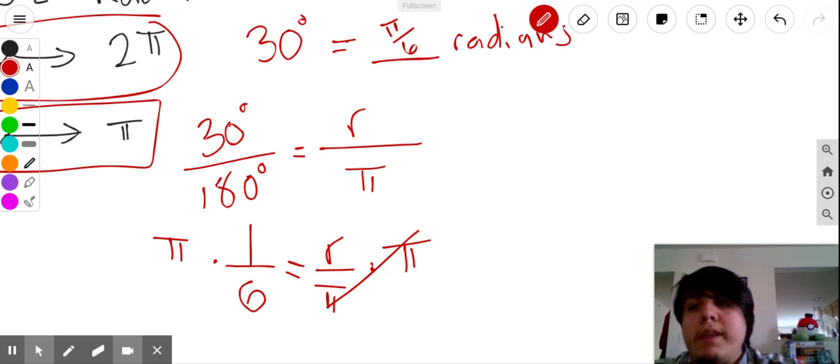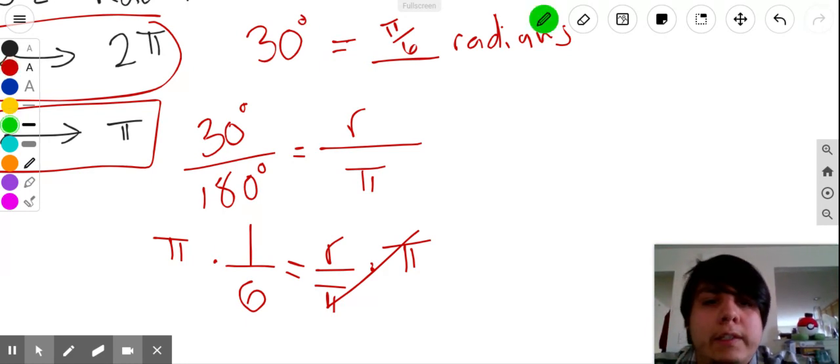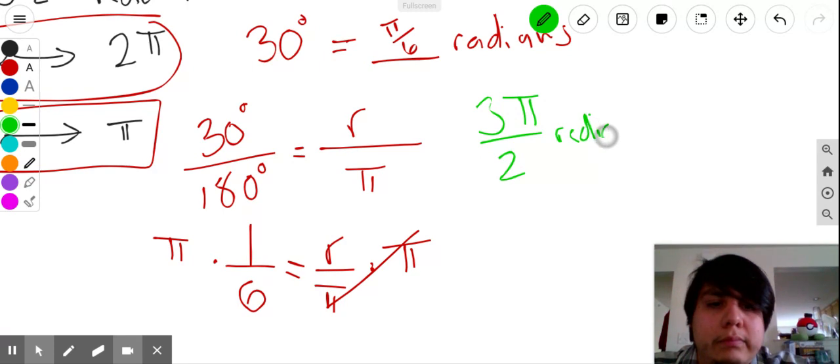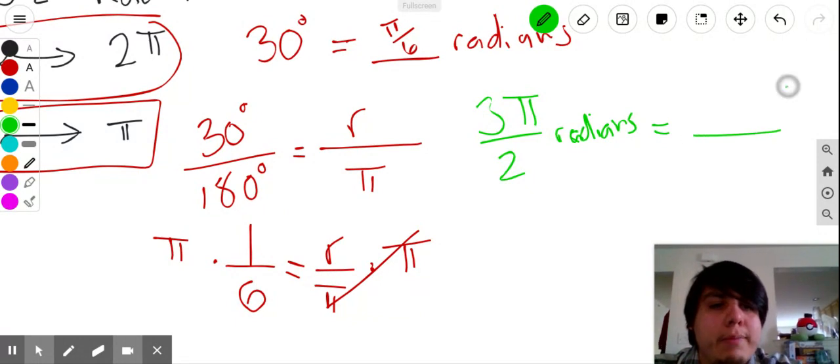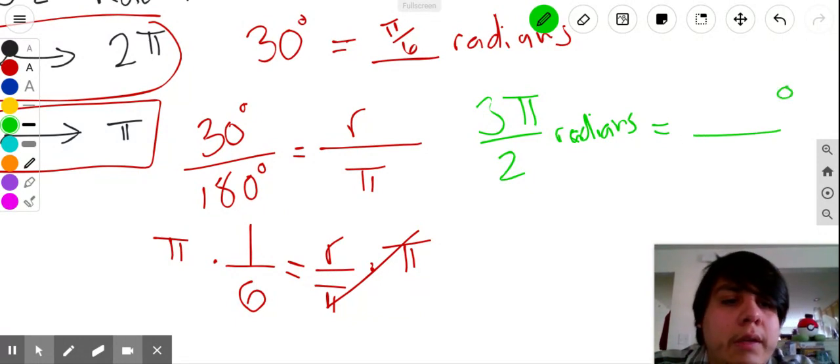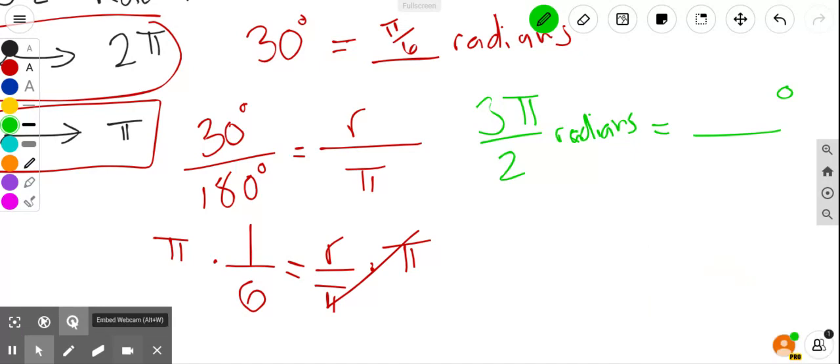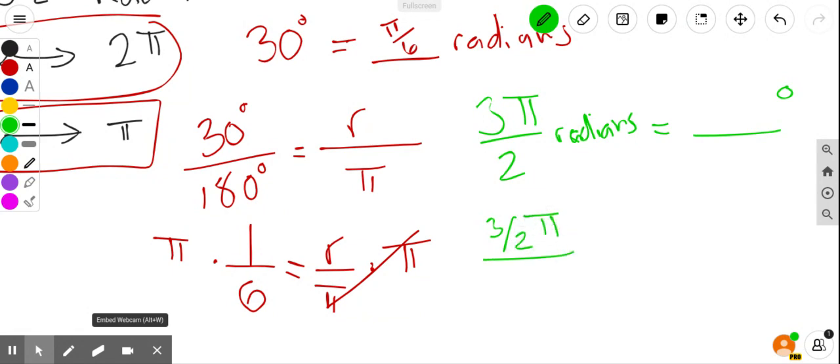Now, let's say this time we have 3 pi over 2 radians. And I want to know how many degrees that corresponds to. So what I would do is this. Same idea. I know that 3 pi over 2, aka 3 over 2 times pi over 1 pi, would be the same as theta degrees over 180.